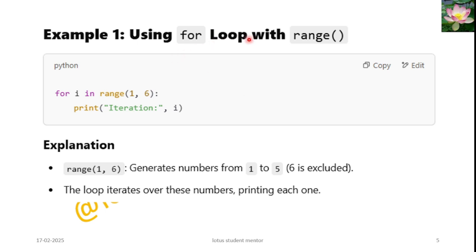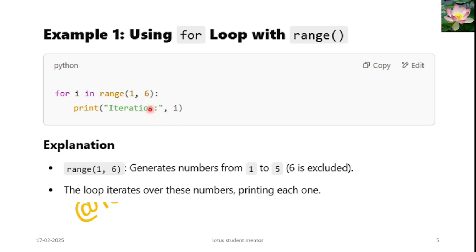Now, example 1: using a for loop with range. For i in range 1 to 6. The syntax of range takes the initial value, the final value, and next the increment. Here nothing is mentioned for the increment, so it becomes 1. Then print iteration i. What will happen? Range 1 to 6 generates numbers up to 6 minus 1, that means 1 to 5 iterations will take place. The sixth one won't be included; 6 is excluded.